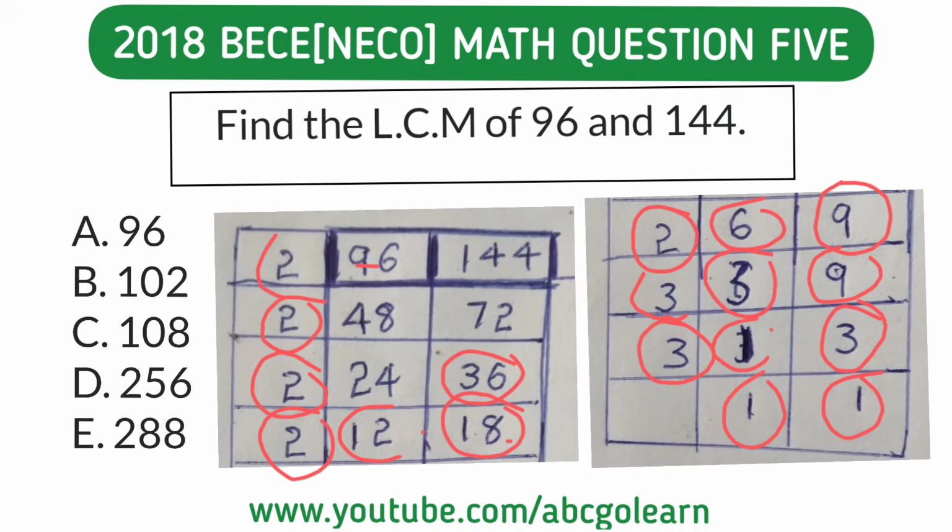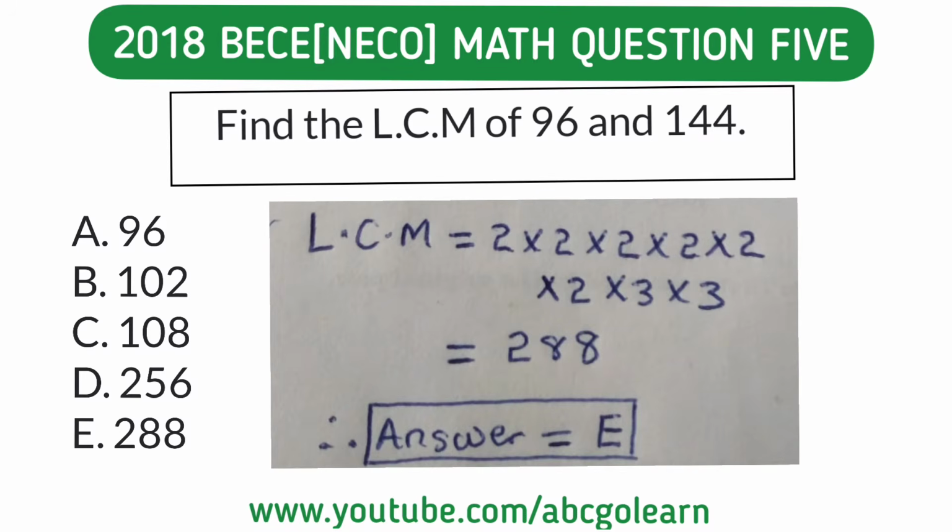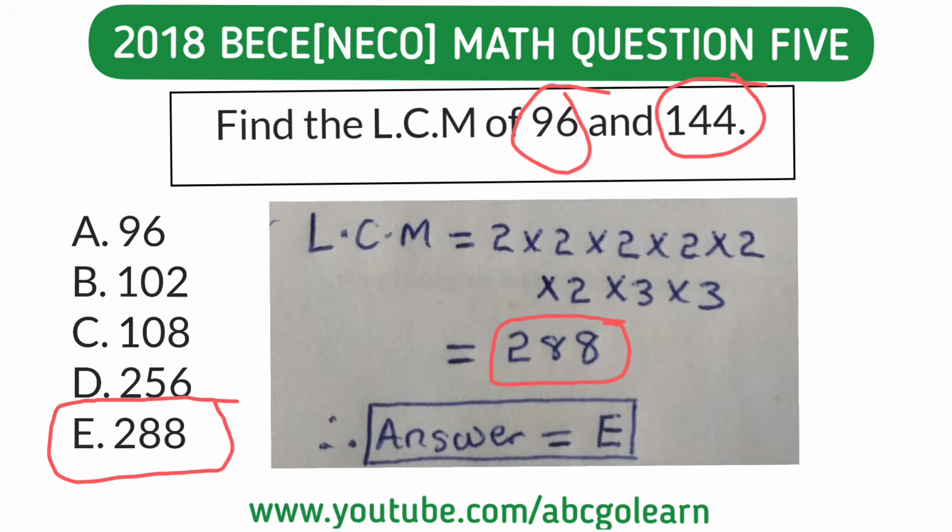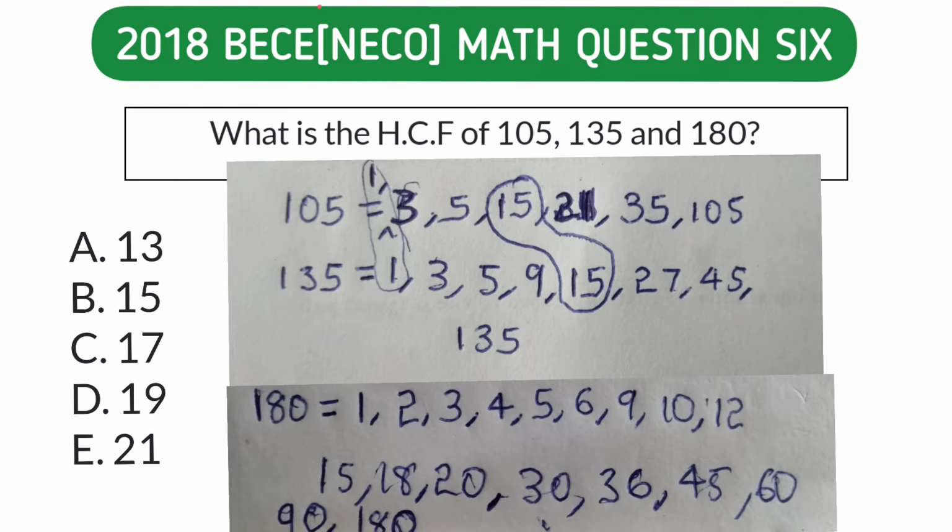So I used 2, 2, 2, 2, 2, then 3, 3. If I multiply these numbers together, I would get 288. Just try to multiply it, you get 288. So that's the LCM of 96 and 144. So our answer here is E, 288.